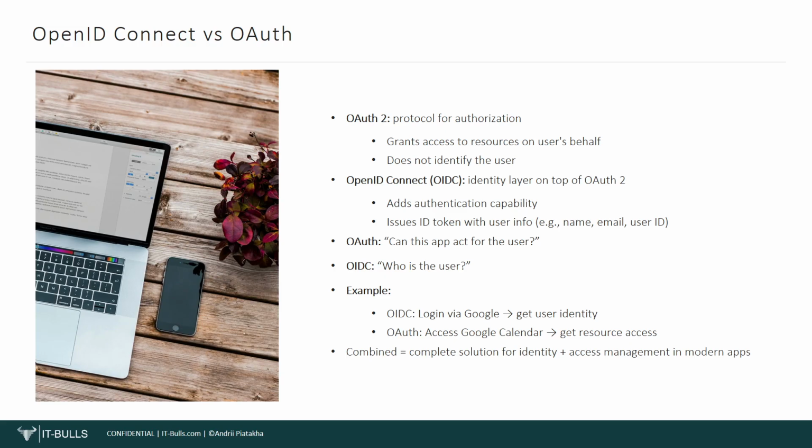To illustrate this with an example, when you log into an application using your Google account, the application uses OpenID Connect to authenticate you. It gets an ID token that confirms your identity. Then, if it also wants to access your calendar or contacts, it uses OAuth to obtain an access token that allows that specific action. So, OAuth is for authorization, OpenID Connect is for authentication. OAuth answers the question, can this app act on the user's behalf? While OpenID Connect answers, who is this user? Together, they form a complete and secure approach for managing identity and access in modern applications.